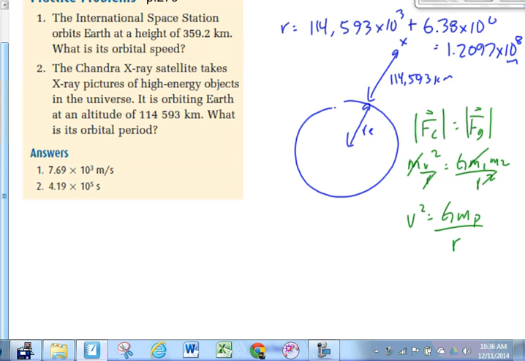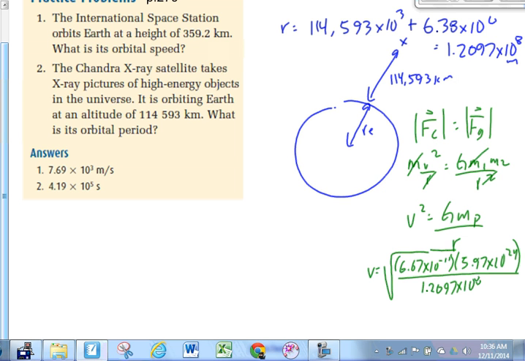Let's say V is equal to the square root of 6.67 times 10 to the minus 11, times the mass of the producer, which would be the Earth here, 5.97 times 10 to the 24. It's on your data sheet. Divided by R, which is that massive number, 1.2097 times 10 to the 8. Okay, let's get that speed.